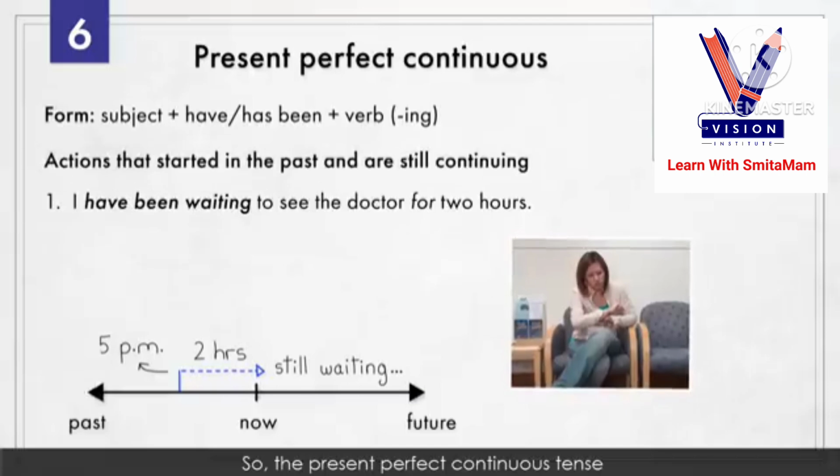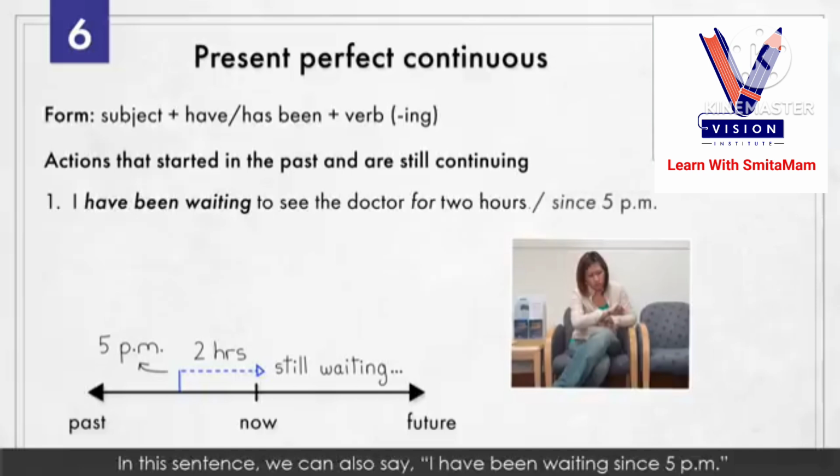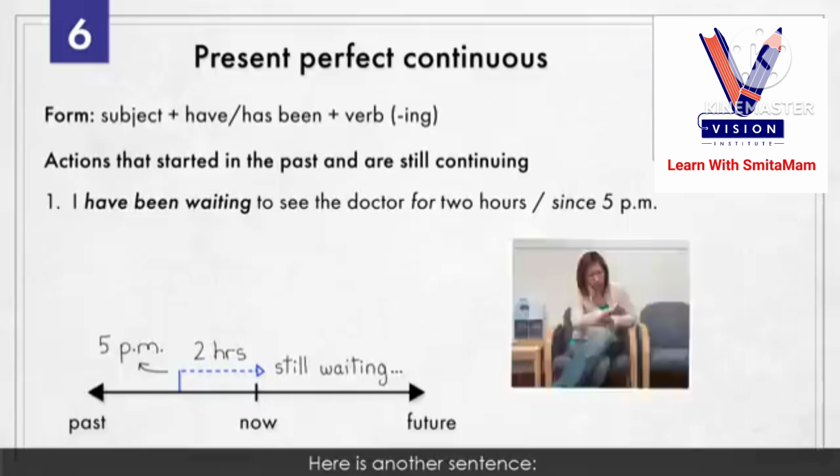So the present perfect continuous tense talks about an action that started in the past and is still continuing. In this sentence, we can also say, I have been waiting since 5 p.m. The difference between for and since is that for talks about the amount of time, like 2 hours. Since is used to mention the starting point of the action, like 5 p.m.